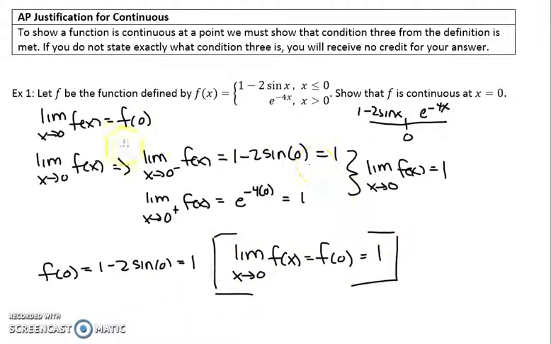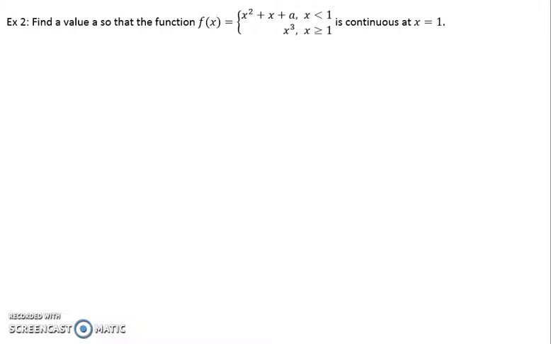So this is what you're going to see free response-wise. Continuous on multiple choice is going to look something like this. Find a value a so that the function f of x equals x squared plus x plus a if x is less than 1, and x cubed if x is greater than or equal to 1, is continuous at x equals 1. So they're saying there's some value of a that's going to make this thing continuous.